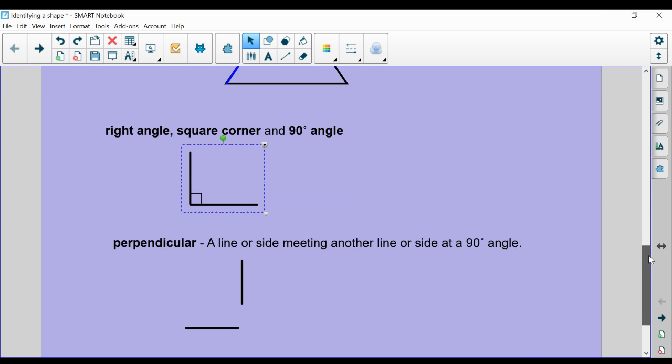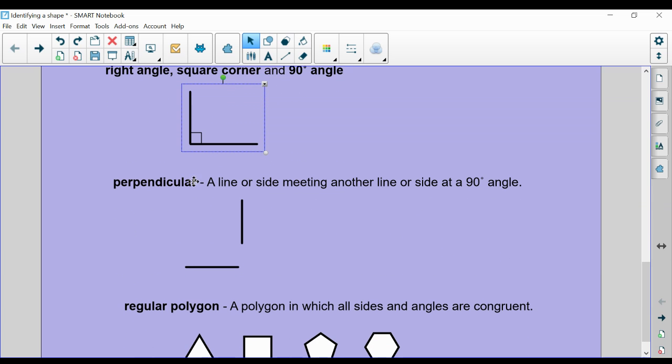And then another term that's pretty much the same is perpendicular. And that just means that there are lines or sides that meet at a 90-degree angle. So if this continued, it would intersect this line at a 90-degree angle. These are perpendicular lines. They could be over here. They could be touching. Just know that perpendicular also means right angle, square corner, 90-degree angle.